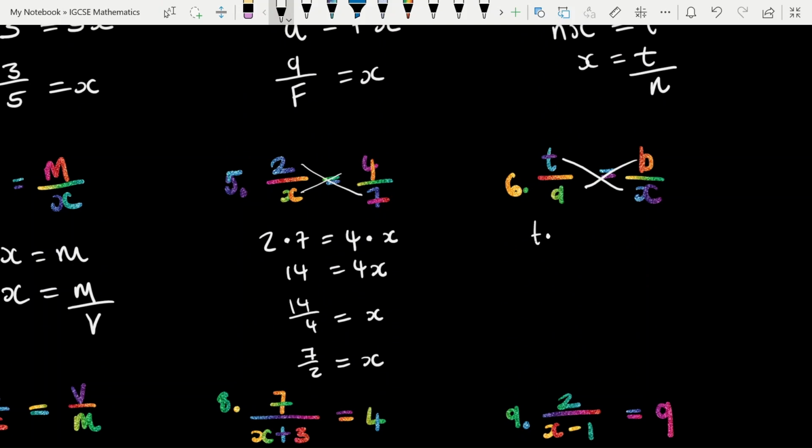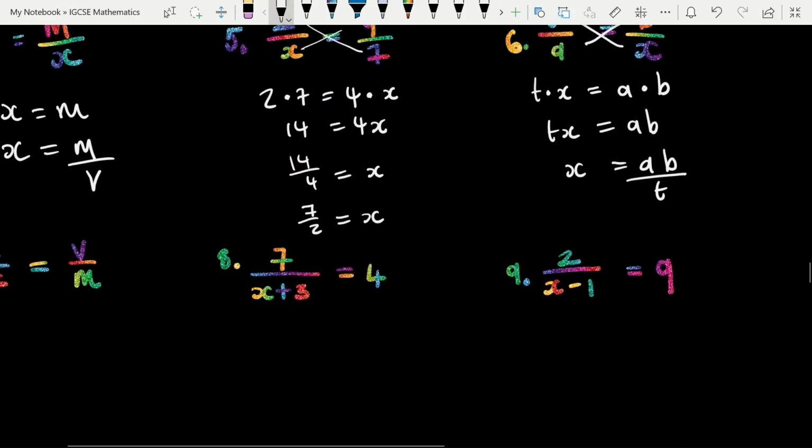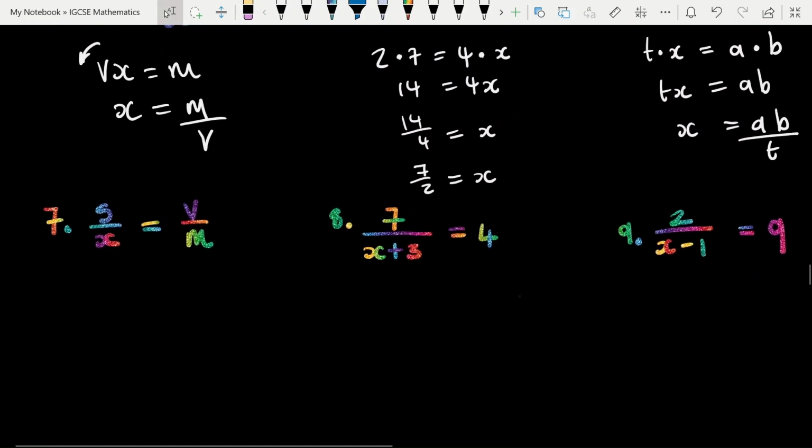T by x is equal to a by b. T times x is xT or Tx, we don't care, is equal to a times b is ab. Then we take T to the other side, so x will be equal to ab over T, because T was multiplying on the left, on the right it will divide. Good.